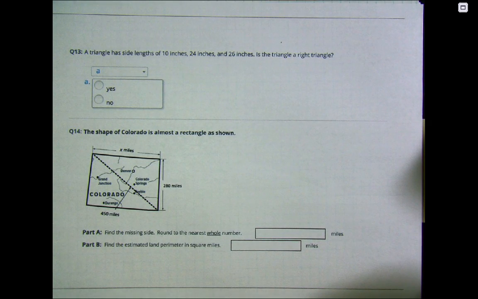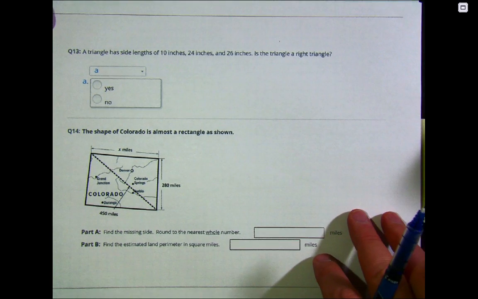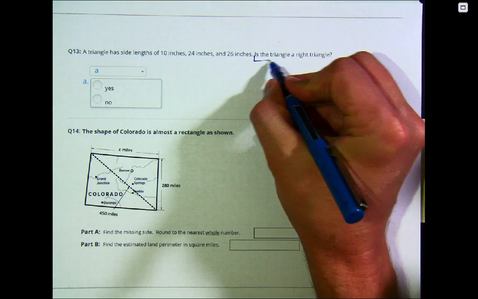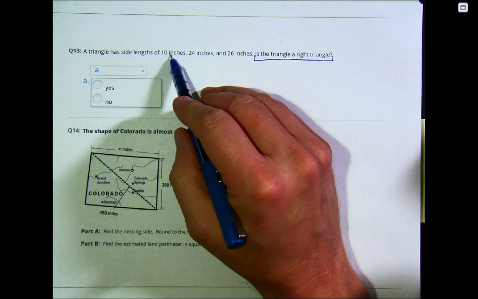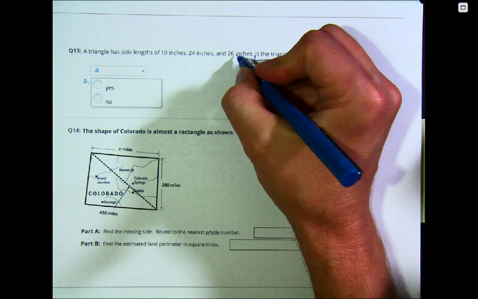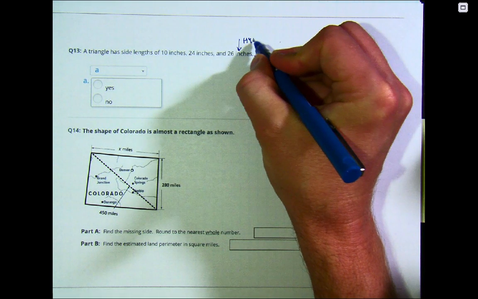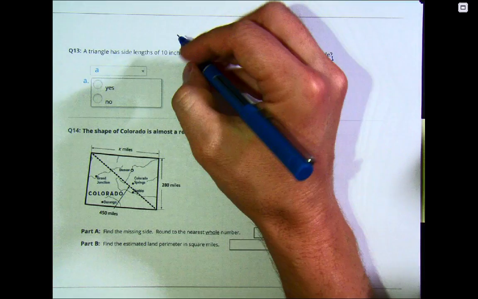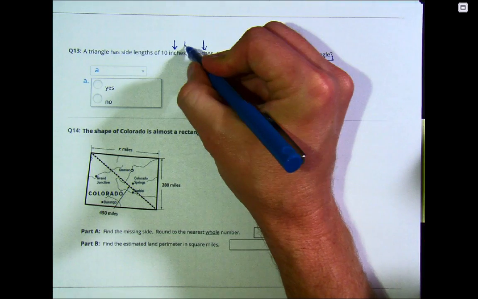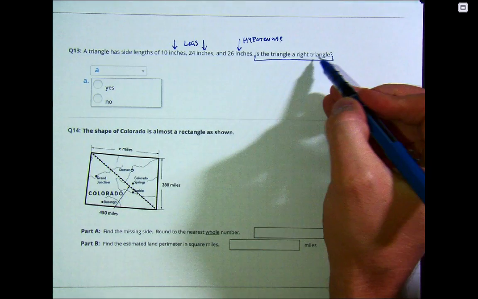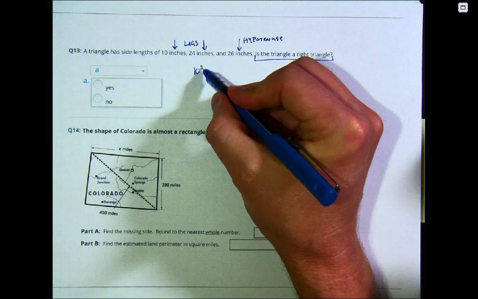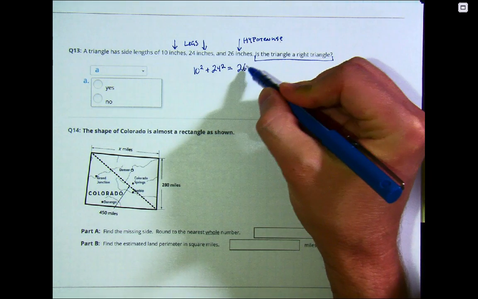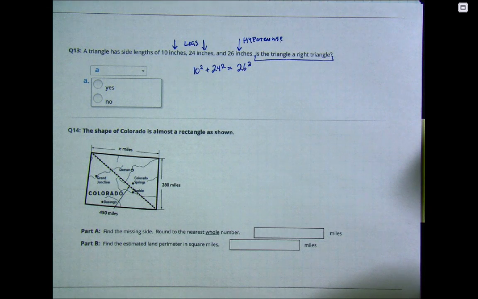13 and 14. A triangle has side lengths of 10, 24, 26. Is it a right triangle? Well, if it is a right triangle, then this would be the hypotenuse, because the hypotenuse is always the longest side. That would mean that these are the legs. And if it is a right triangle, then the leg squared plus the other leg squared should equal the hypotenuse squared. So if this is a right triangle, then this should work.